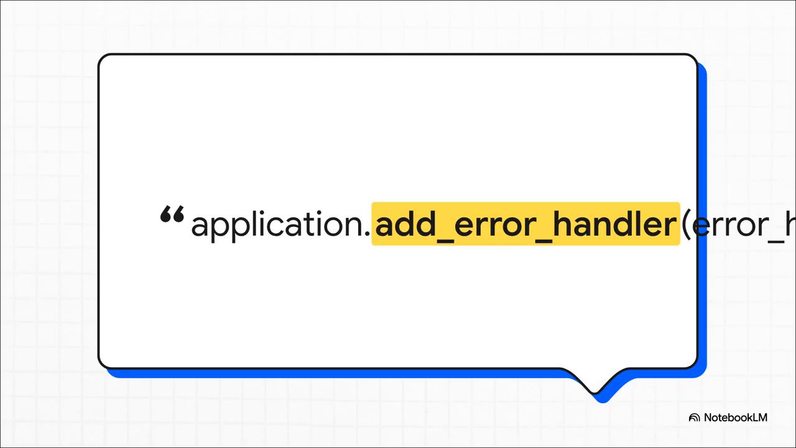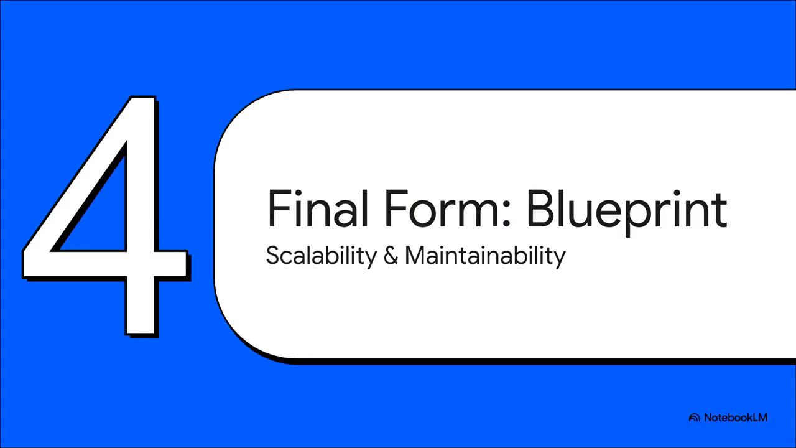And you won't believe how easy this is to implement. Installing that critical safety net for the entire application is literally one line of code. Add error handler. It's another one of those tiny commands with a massive, massive impact on how reliable your bot feels. Okay, it is time for the final level up.